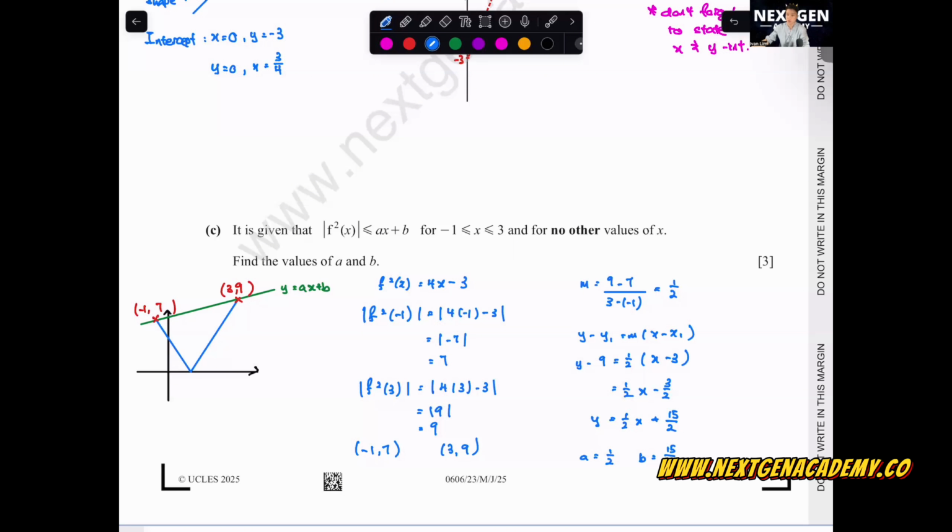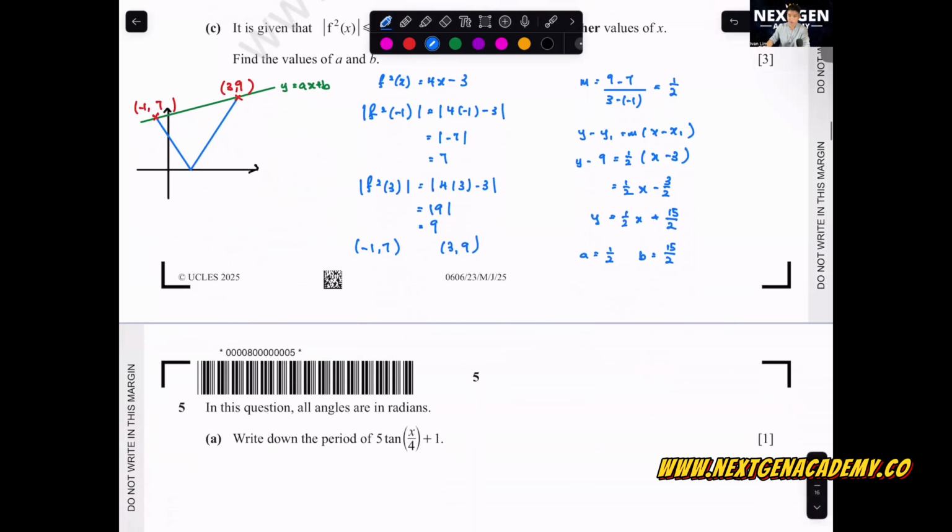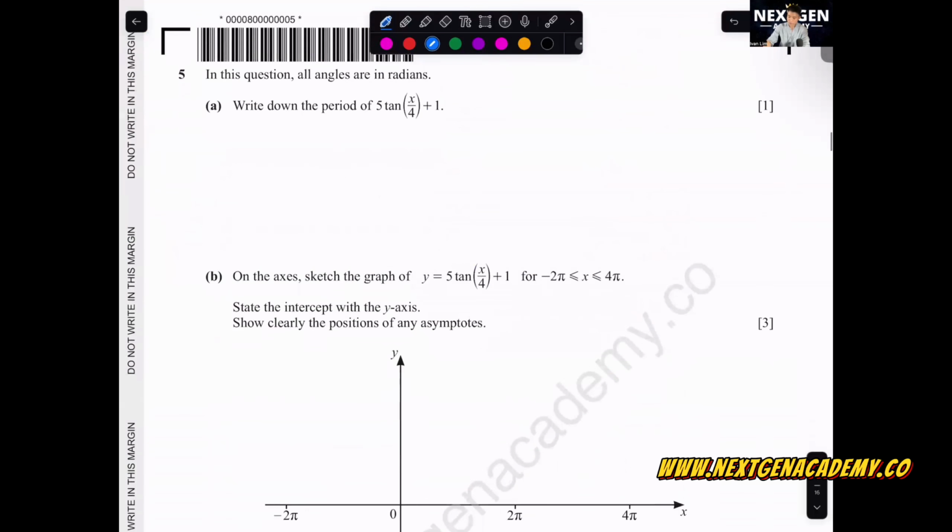Okay, let's go to question number 5. In this question, all angles are in radians. So go to your calculator and change it to radian mode first. Write down the period of 5 tangent x over 4 plus 1. This will be the b value that we want, but you can separate it into 5 tangent 1 over 4 x plus 1, so it's clearer to see. The b value is 1 over 4.